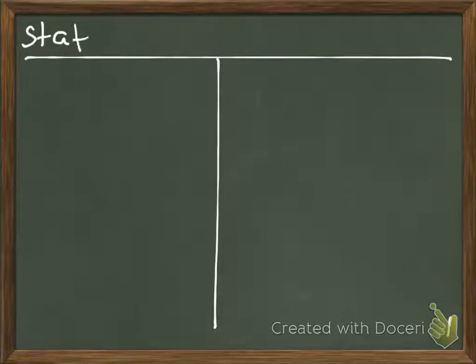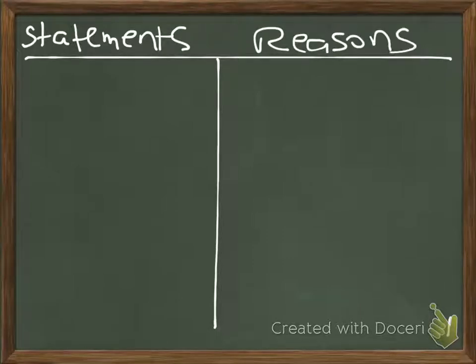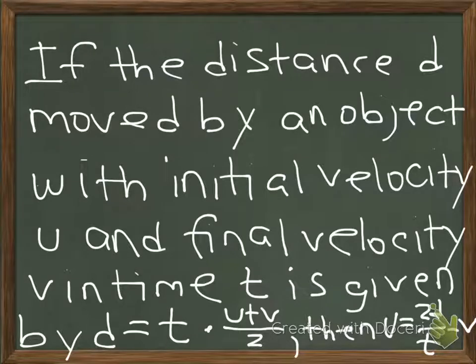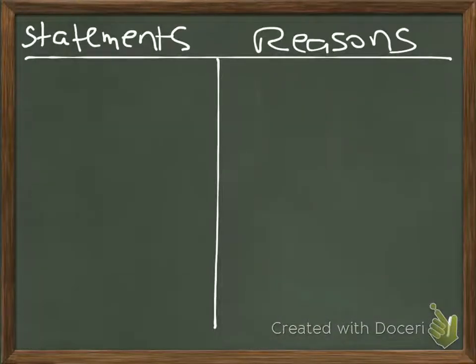So I'm going to do a 2-column proof with my statements and reasons. We're starting with d equals t times (u plus v) over 2.